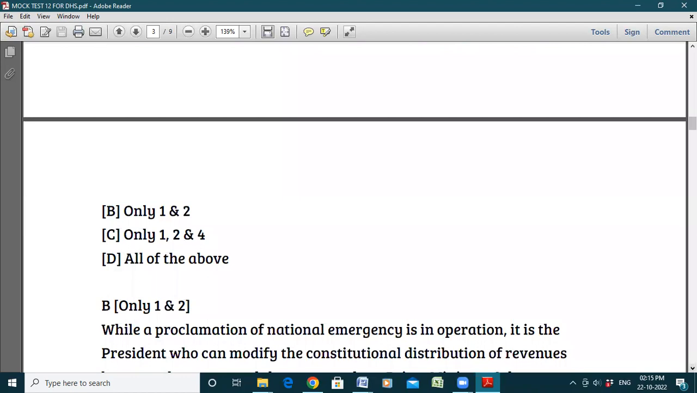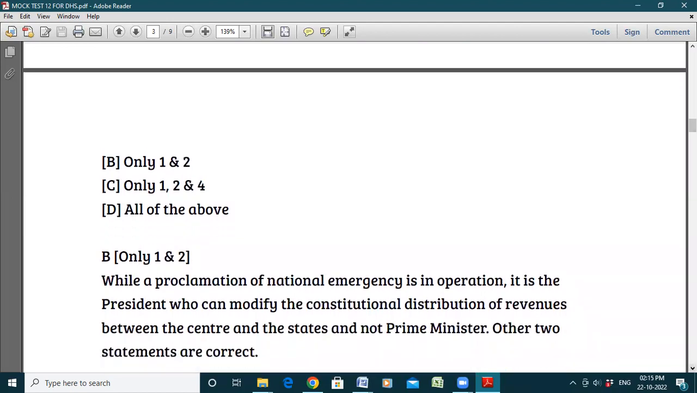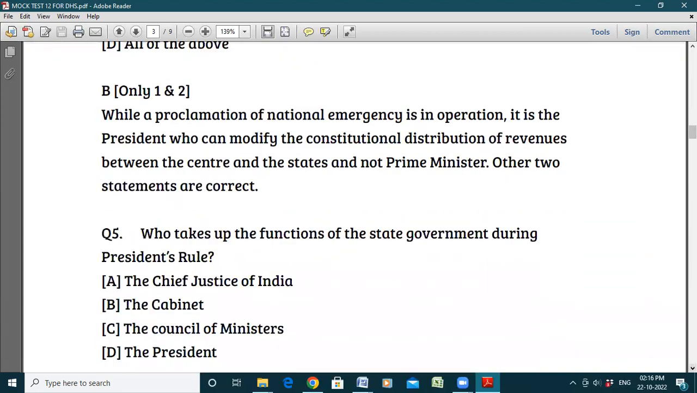While a proclamation of national emergency is in operation, it is the President who can modify the constitutional distribution of revenues between the center and the states, but not the Prime Minister. So the power lies with the President, not the Prime Minister. So the other two statements are correct, but three is wrong. So B is the correct answer.